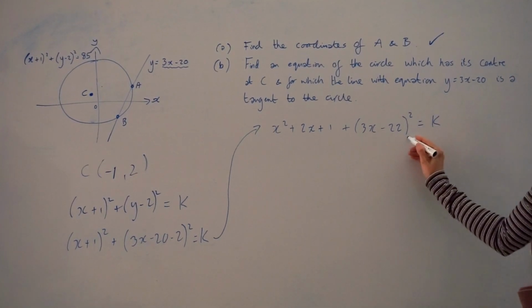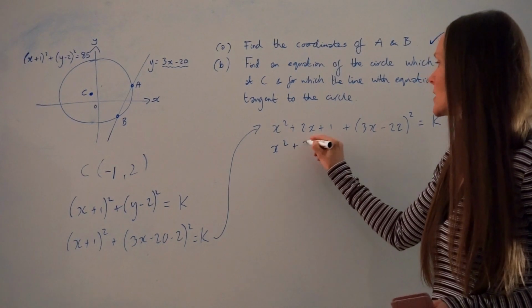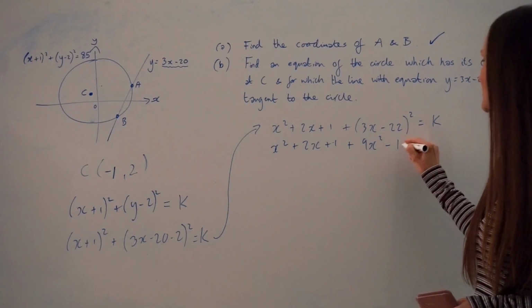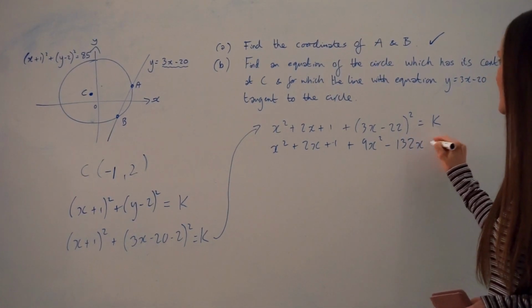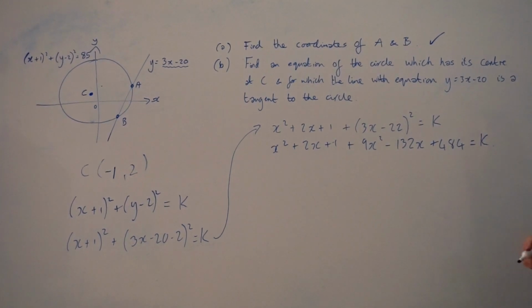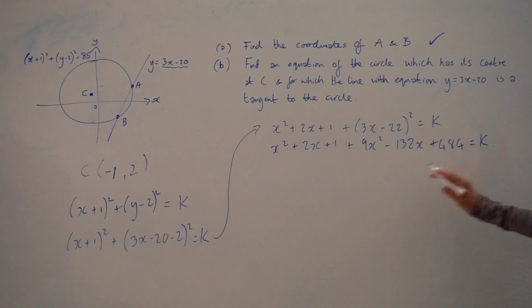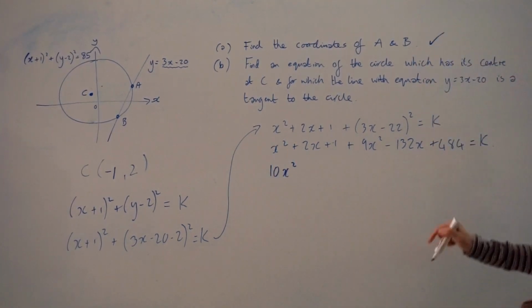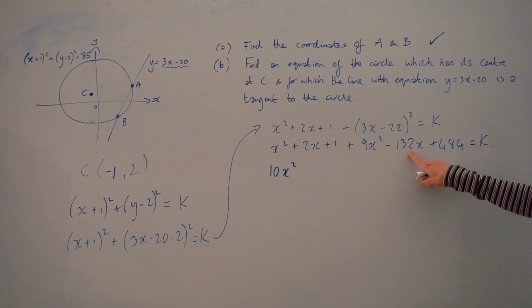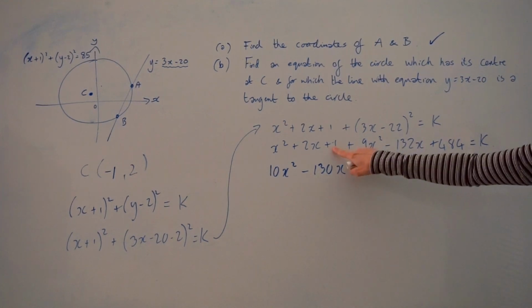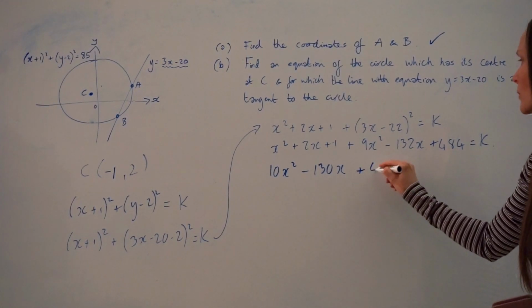Now I'm going to expand these brackets again and simplify. So x squared plus 2x plus 1 plus 9x squared minus 132x plus 484 equals k. I'm just expanding the brackets and simplifying. So now I'm going to collect all the like terms. I have x squared plus 9x squared, which is 10x squared. Here, if I add 2x to negative 132x, I have negative 130x. And here, if I add 1 to 484, I have 485.